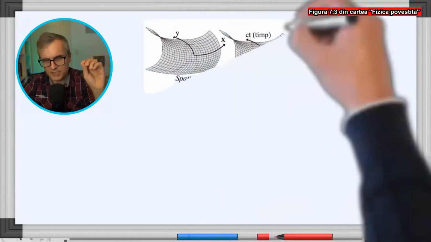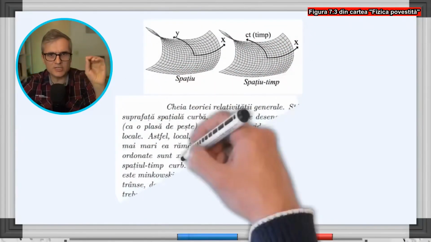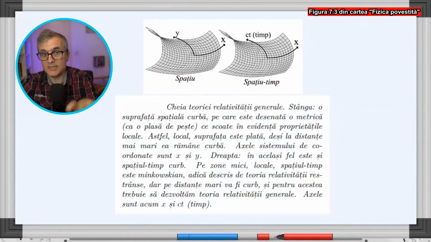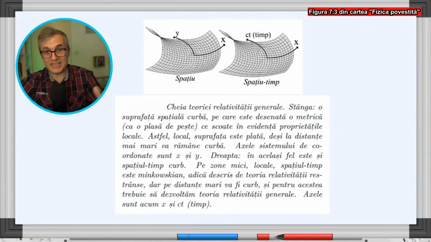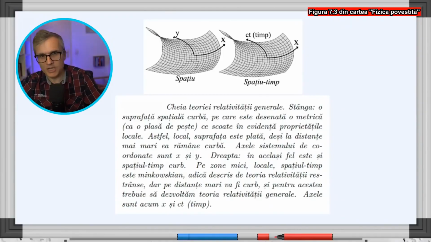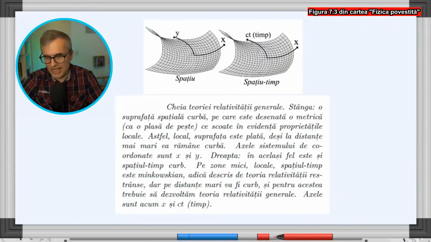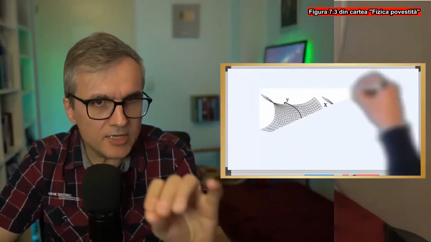The answer that Einstein found is the key to the whole story, and you can see it in this picture. It is based on the similarity between Minkowskian spacetime and Euclidean space, with one more ingredient added. As you can see on the left side, curved surfaces are flat in local areas, although at greater distances, the surface remains curved. On the right, I have generalized to curved spacetime. In small local regions, spacetime is Minkowskian, meaning it is described by the theory of special relativity, but over large distances it will be curved. For this, we need to develop the theory of general relativity. That's when Einstein generalized it.